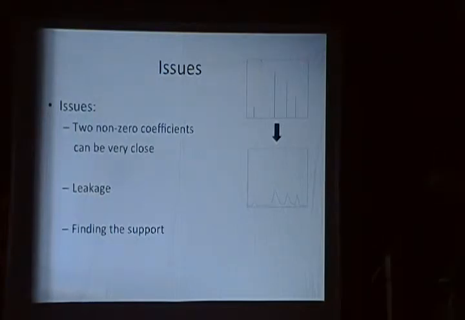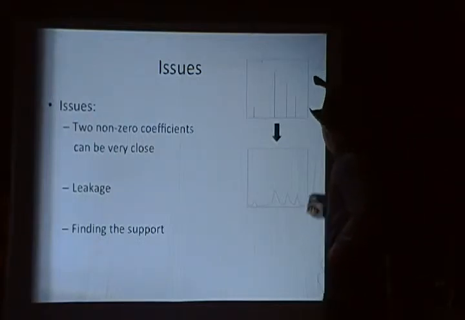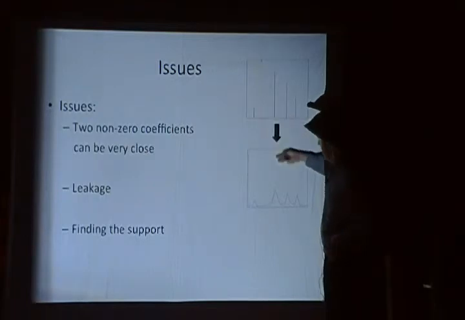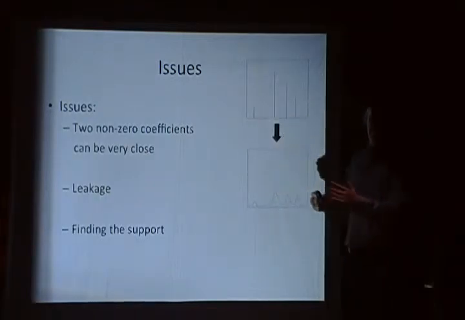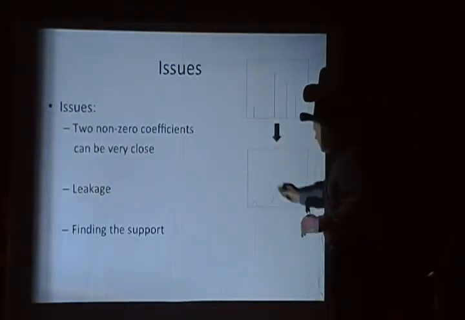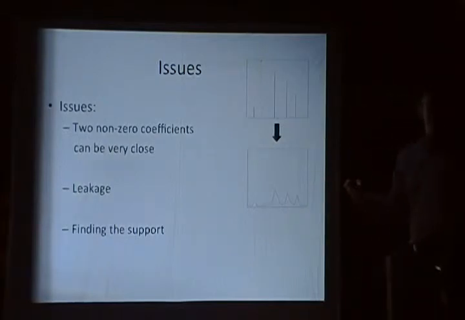One issue could be that two non-zero coefficients can be very close to each other. And in this case, if you put the sink around both of them, then the sinks overlap. And then when you look at this thing here, you just don't see whether there's one sink or several. So this is one issue.